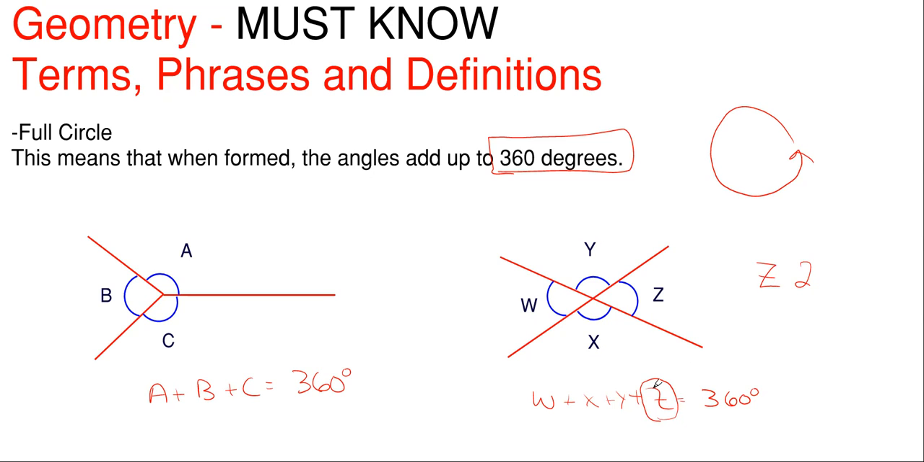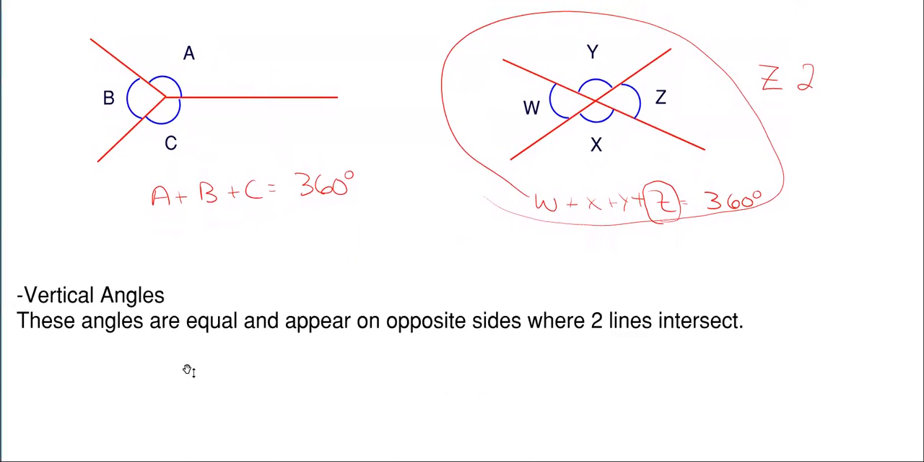So what that just shows you is that when you have angles all the way around, they total up to 360 degrees. That way you can find some of the angles if a few are missing. So using this picture right here, it will help us with our next definition, which are vertical angles. These are angles that are equal and appear on opposite sides where 2 lines intersect.